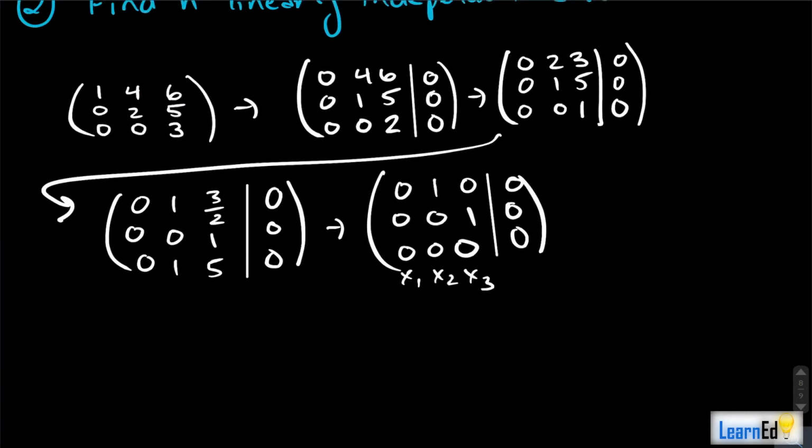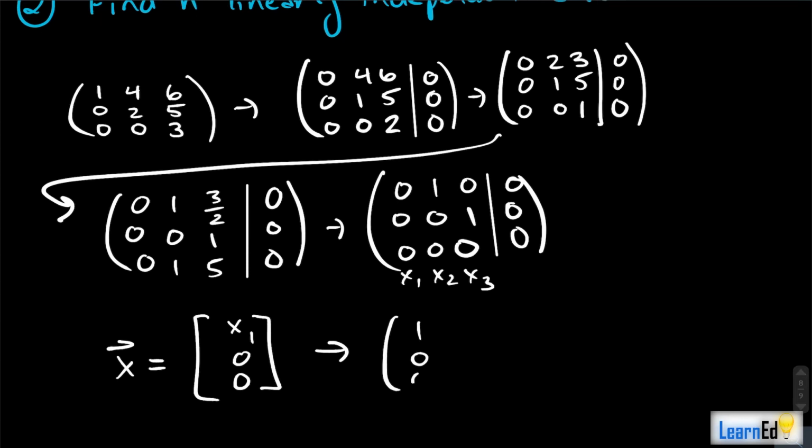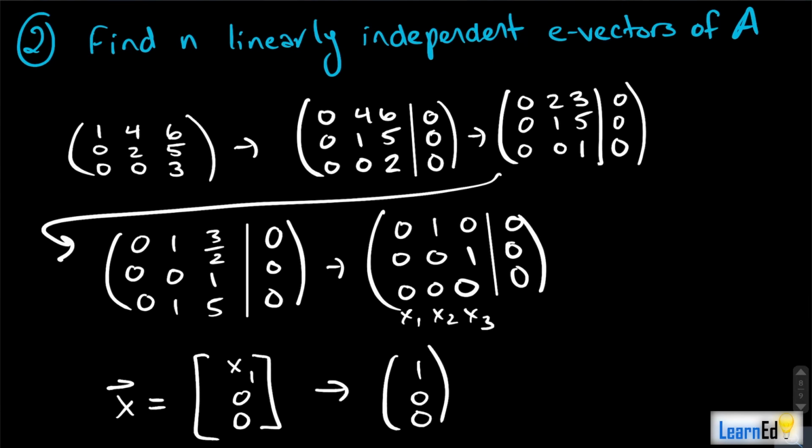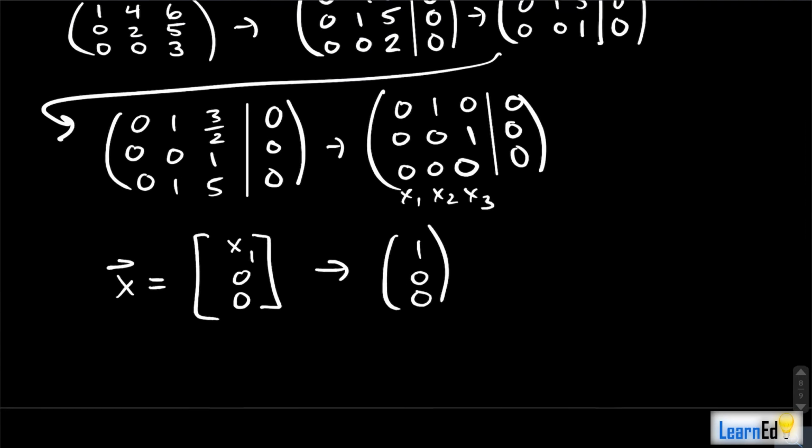Okay, rant over. So we get that the vector x here is, well, x1 is free, so this is just going to be x1, and then x2 and x3 are 0. So we are just getting 1, 0, 0 as our eigenvector here. That was only the first one though, so now we actually have to do that 2 more times.